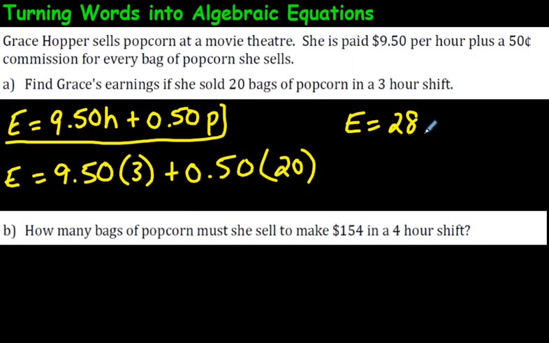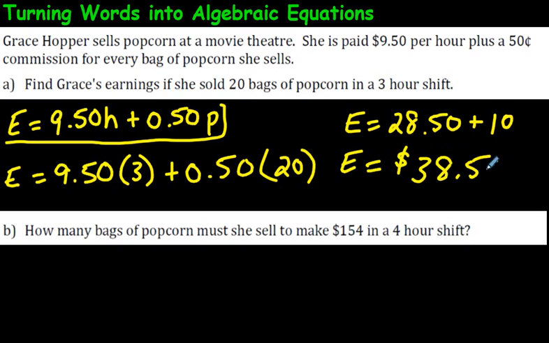$28.50 for the number of hours. And as far as the popcorn goes, she sold 20 bags at 50 cents a bag, so that's going to be $10. Her total earnings in a 3-hour shift, in this case, would be $38.50. If I had more room, I'd say Grace earned $38.50 in a 3-hour shift.